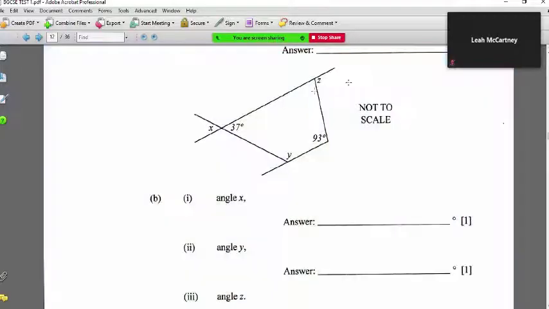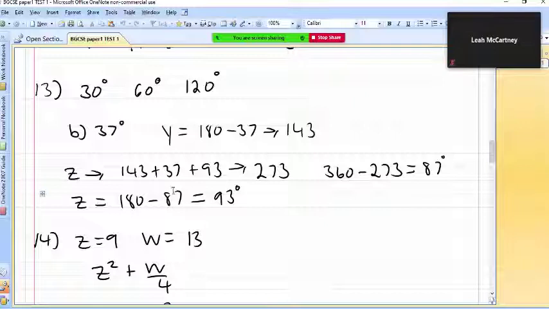So if that's 87, what is z? Well, z is 180 minus 87. In this case, 180 minus 87, and that will give me 93 degrees. Okay?